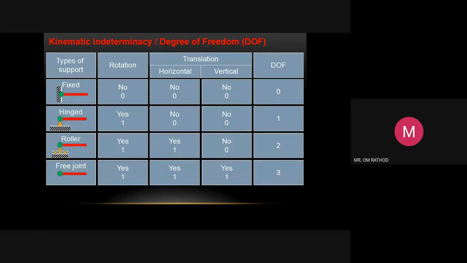Now, in the case of the roller support, there is only one reaction acting along the y direction. So roller support has only one reaction.